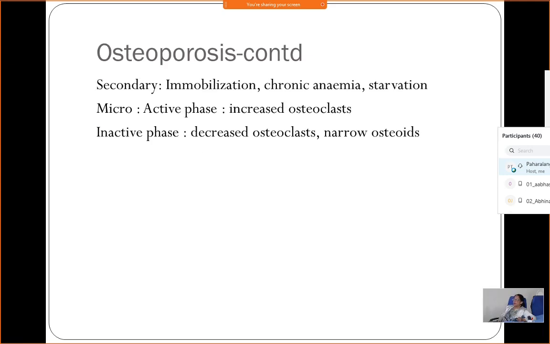Secondary osteoporosis is mainly related to people with immobilization due to any reason, maybe due to chronic disease, and also anemia and starvation. Basically, factors which cause nutritional deficiency. Microscopically, what do you see? In the active phase of osteoporosis, you can see a lot of osteoclastic activity, and the number of osteoclasts is also increased. But as it reaches the inactive phase, the osteoclast numbers are also reduced and the osteoid becomes very narrow.